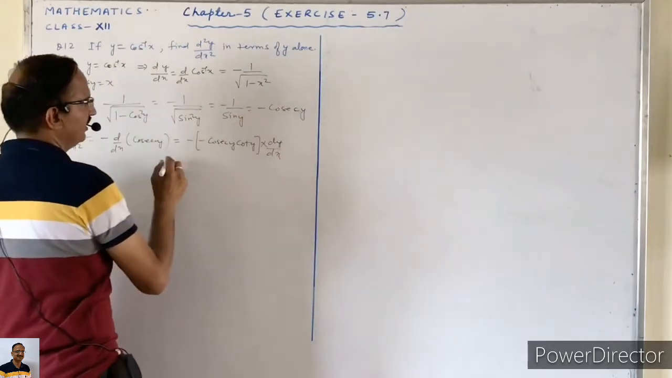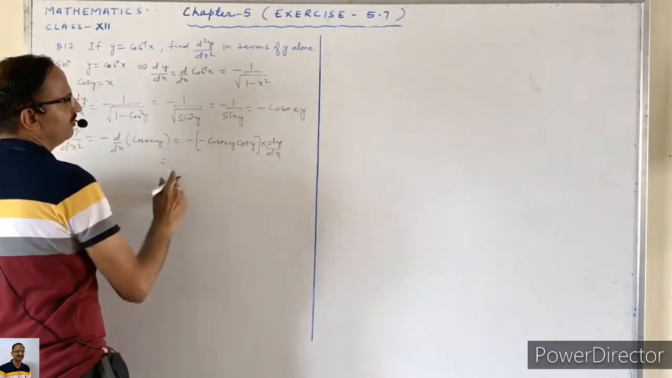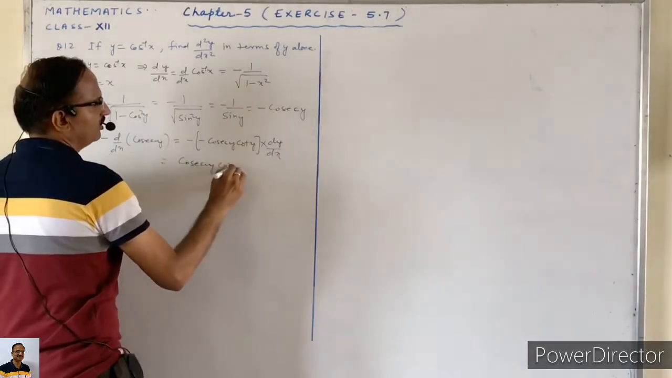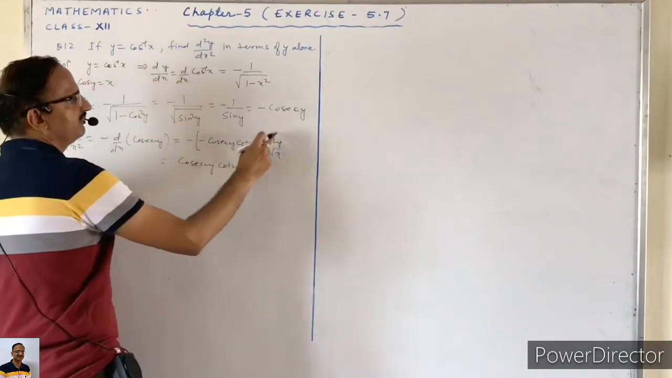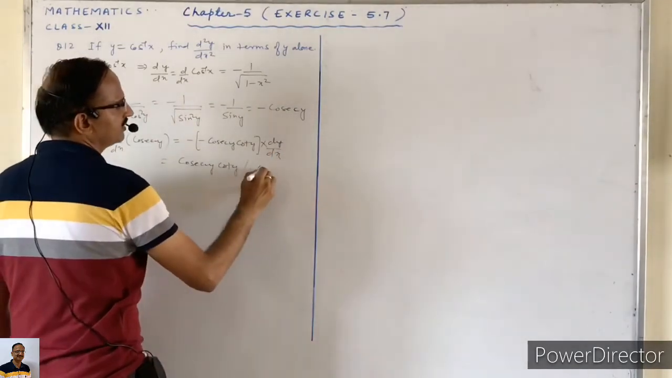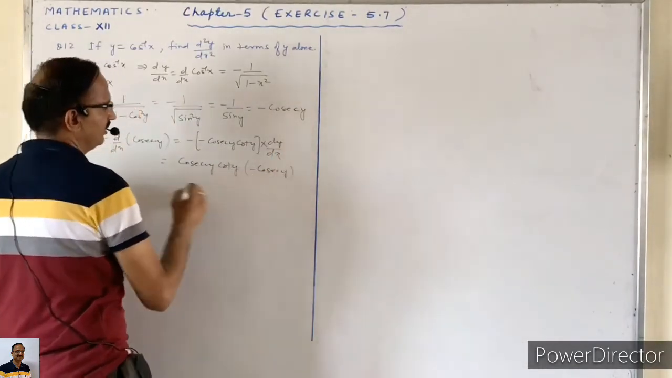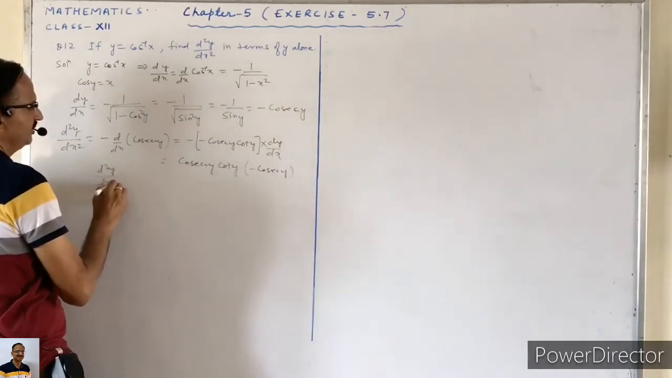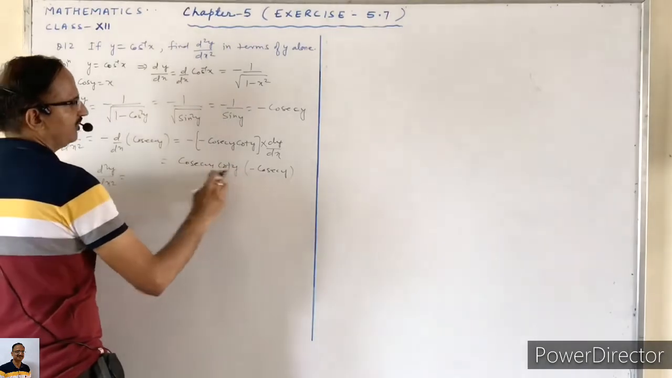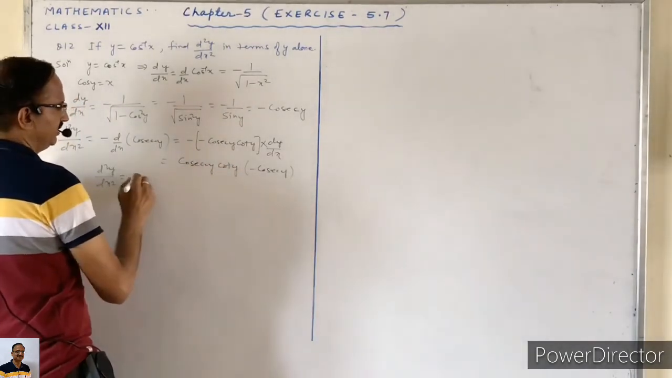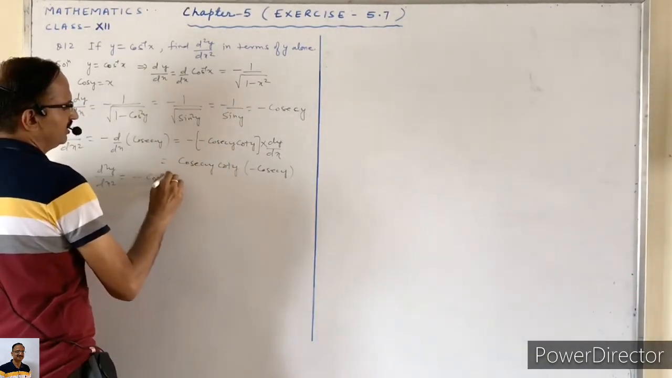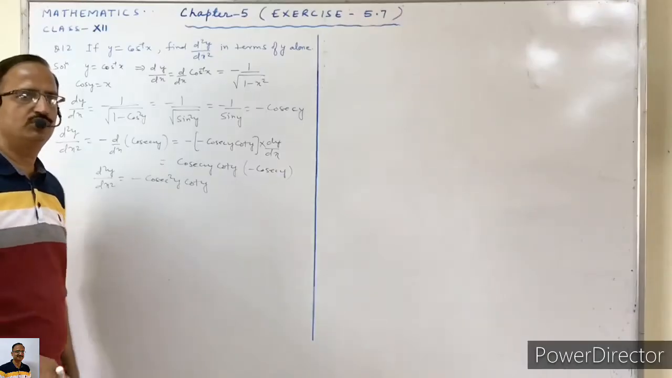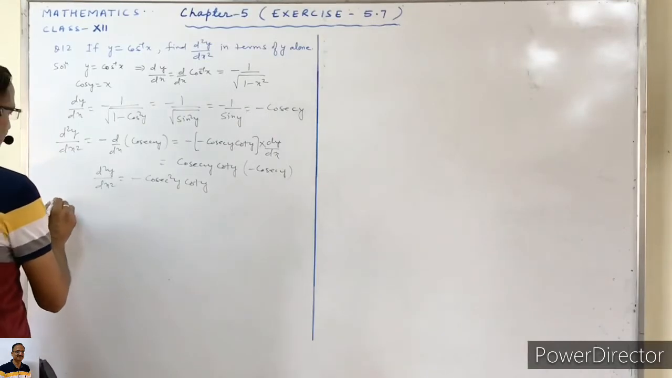And the value of dy by dx is what? Minus cosec y. So this minus and minus become plus. So we have cosec y, cot y, and the value of this is minus cosec y. So finally d2y by dx square is, when we multiply all these three, then this is minus cosec square y cot y.